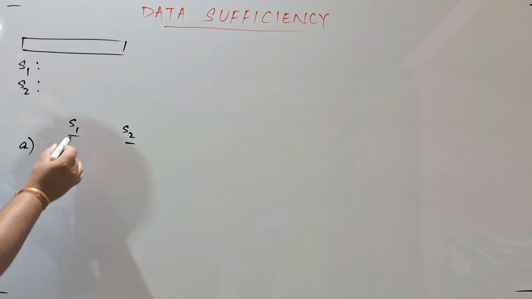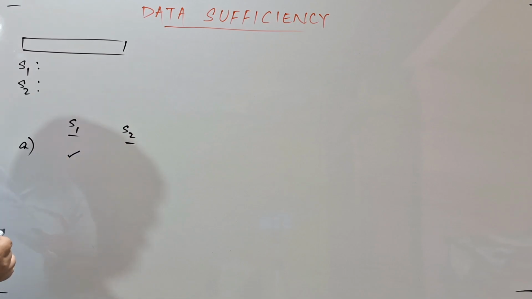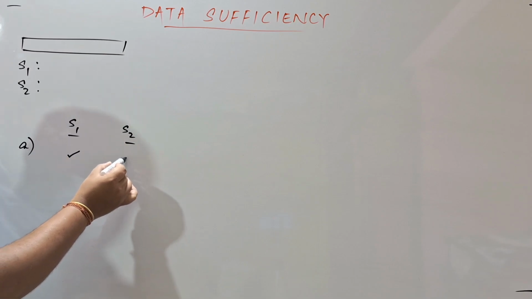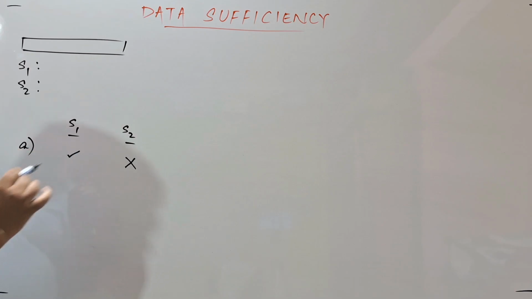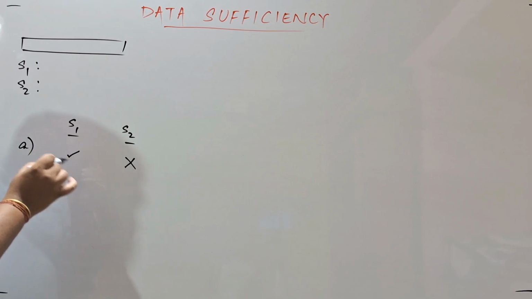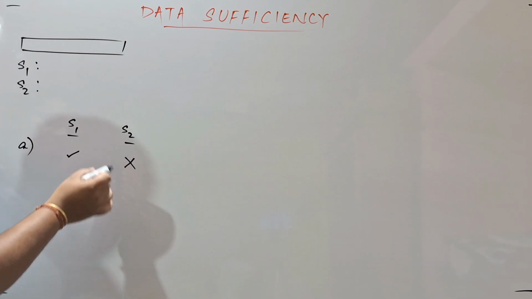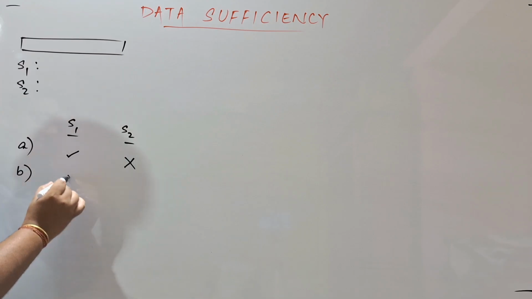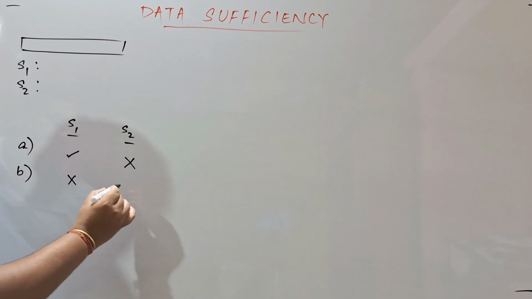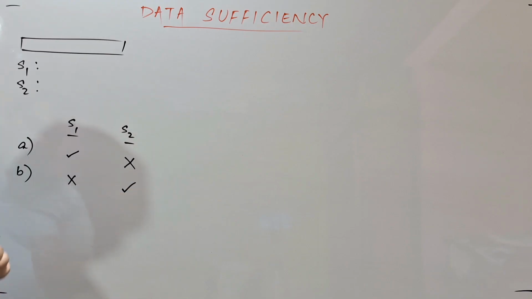Acha, statement 1 alone is sufficient, but statement 2 is not sufficient. This is option number A. Statement 1 alone is sufficient to answer the question, but statement 2 is not sufficient. Option B, statement 1 alone is not sufficient, but statement 2 alone is sufficient.